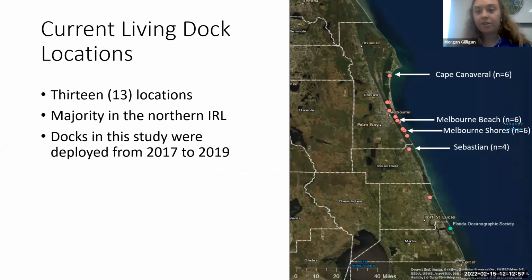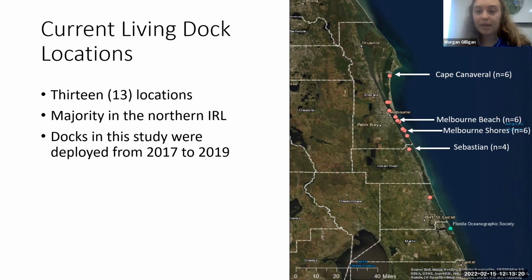So currently there are 13 living docks spread across the IRL. A majority are in the northern IRL. For my thesis work, I had the pleasure of analyzing 9 of the 13 locations across 2 time periods. But for today, we're going to focus on 4 locations where I had the ability to go out and analyze another time series, so 3 total.